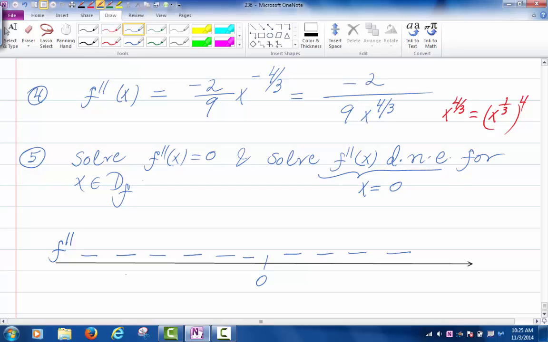Okay. So what do I see? I see that the second derivative is concave down on the left side of 0. It is also concave down on the right. So here I'm saying f is concave down on the left of 0, concave down on the right of 0 as well.